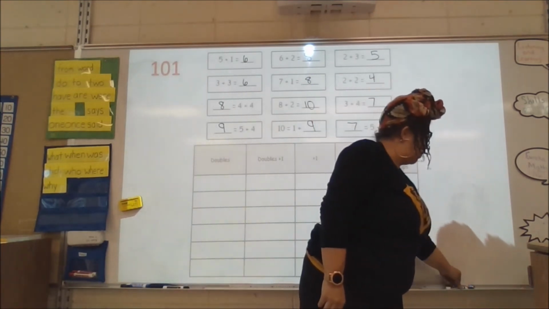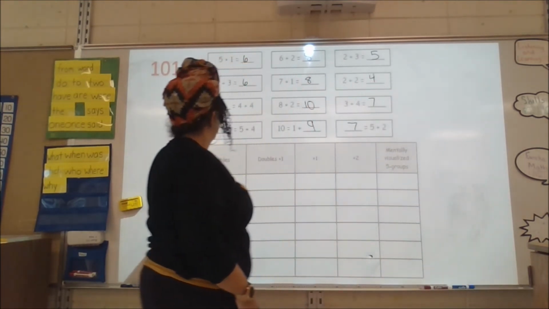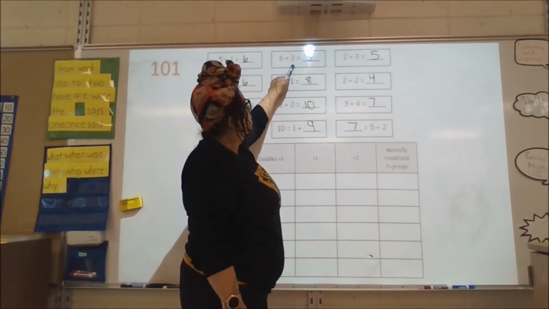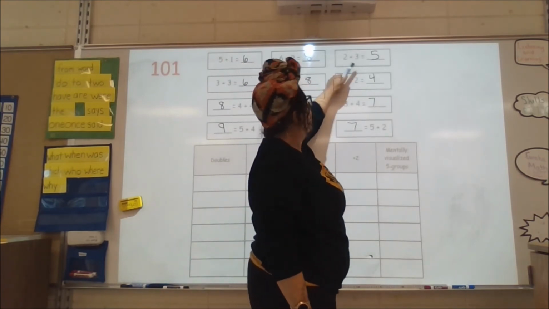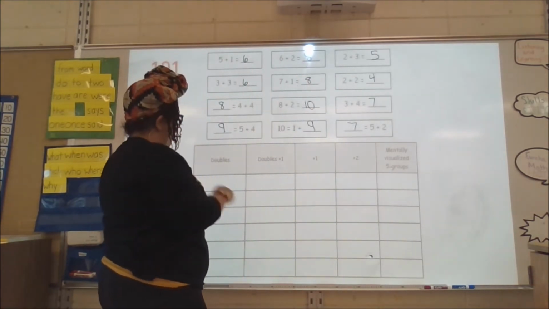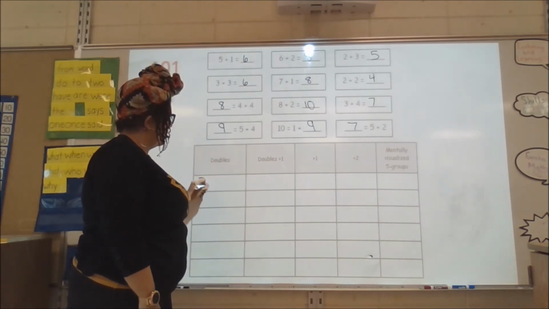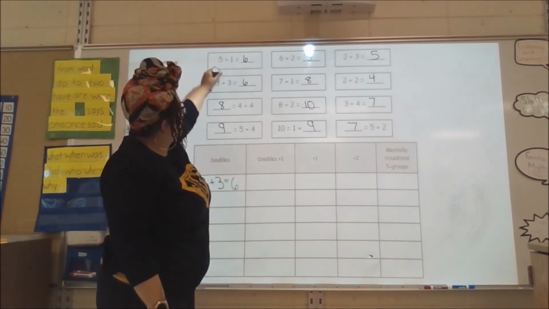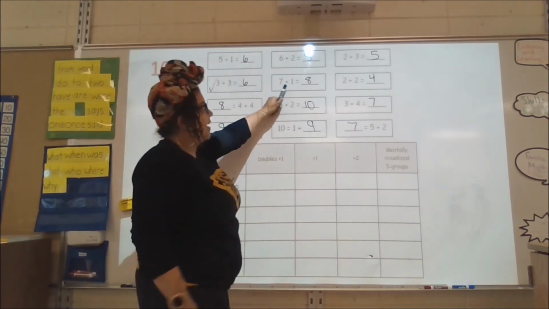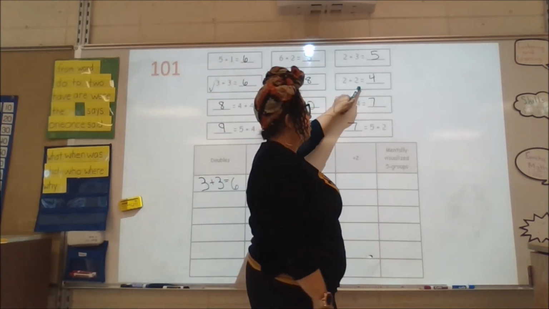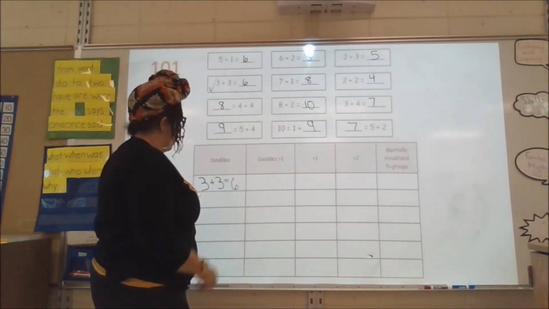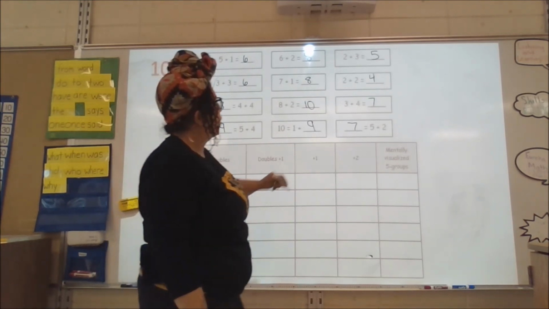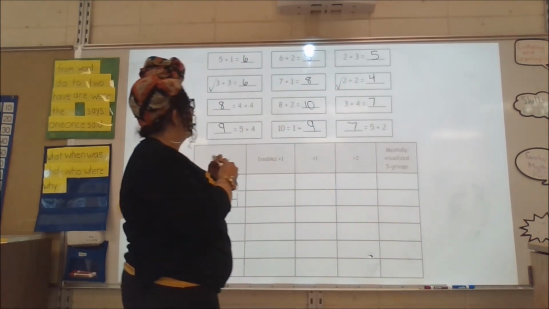Let's start with the doubles because we know our doubles. Okay, we'll start with our doubles column. Is this a double? No. Is this a double? No. Is this a double? No. Is this a double? Yes, good. So we will write down that number sentence here. 3 plus 3 is equal to 6. And we'll check it off because we know we used it. Let's keep going. Is this a double? Oh, yes! 2 and 2, my parts match. 2 plus 2 is equal to 4. Check it off. Let's keep it moving.